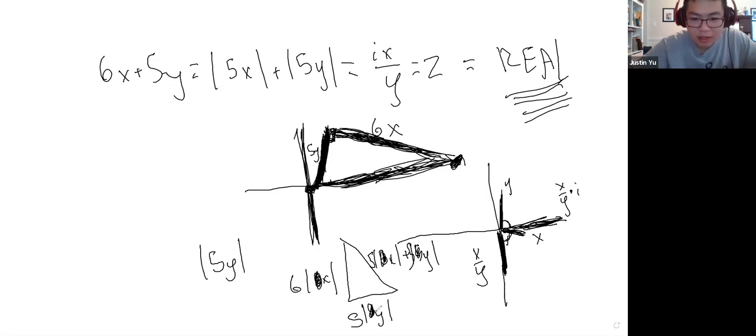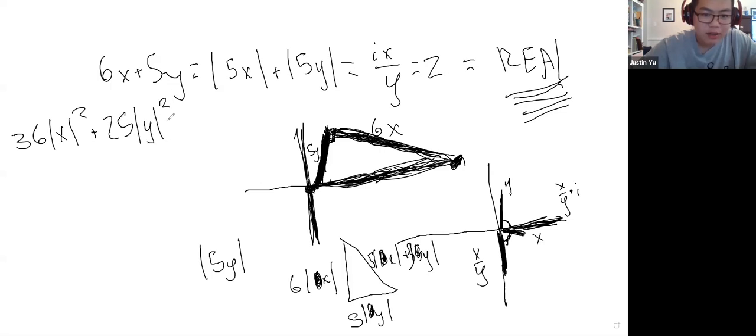So this squared plus that squared is the other squared. 36 times the magnitude of x squared plus 25 times the magnitude of y squared is equal to, we're going to have to square this, so. And is everybody okay with how I moved these 5s outside?